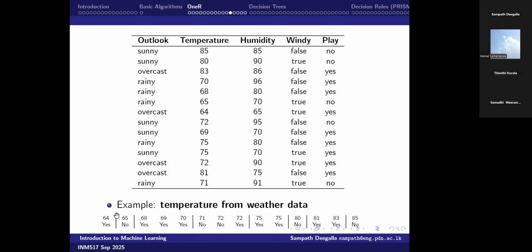So therefore, whenever there's a class change, we'll make a breakpoint, right? You can see between 64 to 65, we have a change of classes, so we put a breakpoint. 65 to 68, again there's a change, we put a breakpoint. And then we continue like this, we put a breakpoint, right?